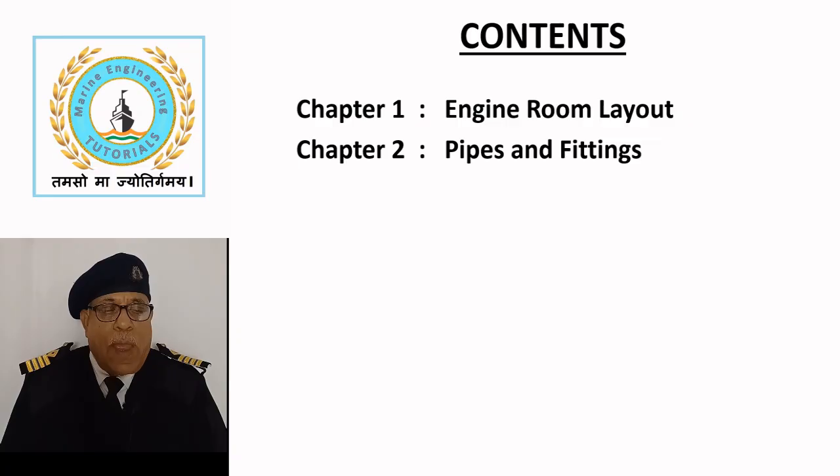Chapter 2, Pipes and Fittings. This chapter is included to familiarize students with the pipes and fittings used on ships, enabling them to easily understand the engine room piping layout discussed in chapter 7. It explains the types of pipes and their specifications as well as method of pipe connections using flanges and fittings such as elbows, reducers, tees.